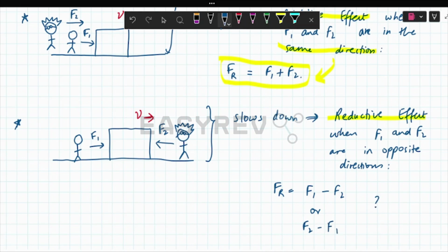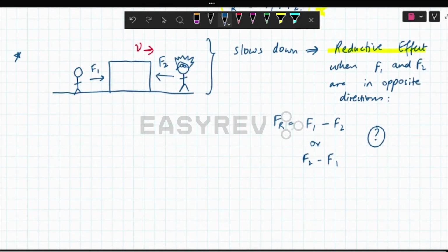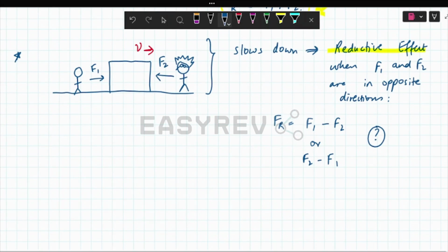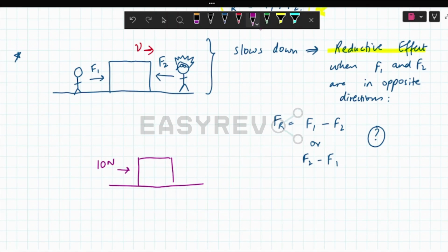So then the question is, how do I know which one to write when? Well, the answer to that is, it depends. Why does it depend? It basically depends on the values of F1 and F2 and how they are arranged. This will make more sense when I present the simple example. Suppose I have this box. I have 10 newtons towards the right and 5 newtons towards the left. Now when you write its resultant force, you'd basically be inclined to do 10 minus 5, right? And you get 5 newtons.